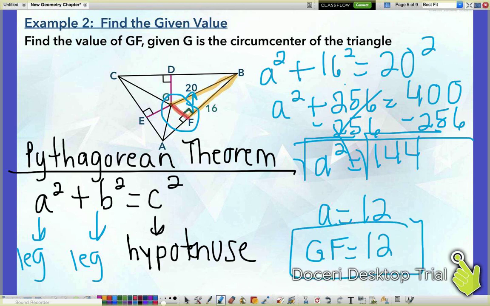I'm sorry if that was confusing, but we're just using the Pythagorean theorem, which you should have seen 1,000 times now in your math careers.